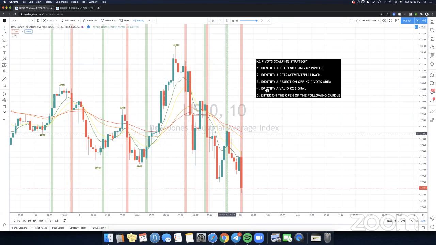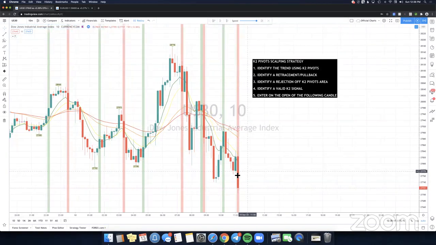The third requirement, you want to identify a rejection of the K2 pivots area. So right here, you can see price retraced up and then it rejected off this point and then it came back down, correct? So right here, all the requirements have been met. We've identified the trend down, we've identified the retracement, and we've identified the rejection right here. So the last requirement, you're going to identify a valid K2 signal. Right here is a valid sell signal, since it's a sell signal with a red bearish candle. Since all these requirements have been met, we fulfilled requirement number one, trend down, requirement number two, retracement, requirement number three, rejection, and requirement number four, we've identified a valid K2 signal.